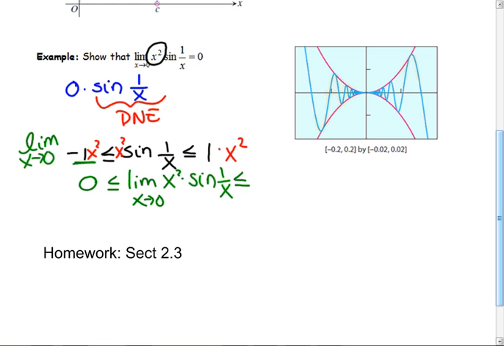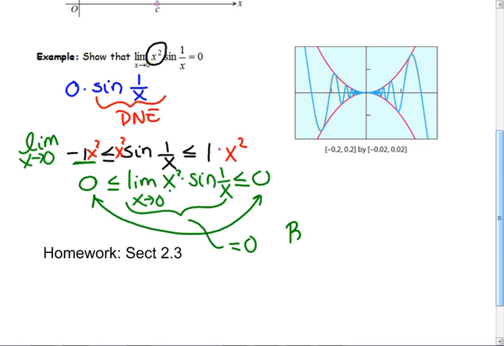0. Since these are both 0, and it's clear that this is between those because I started with the sine of x between 1 and negative 1, what has to be true about this limit? It has to be 0. You just say by the squeeze theorem. You have to give me a reason. And there's the picture. Even though there are too many wiggles in there, it's still pushed in between those two curves. So this is kind of cool.